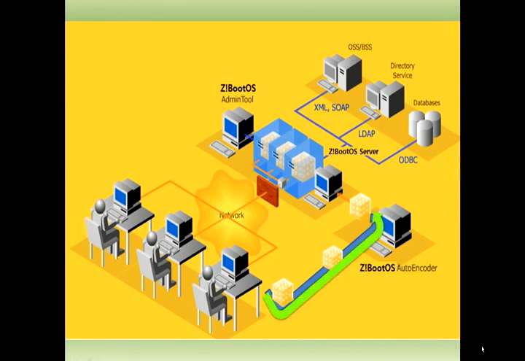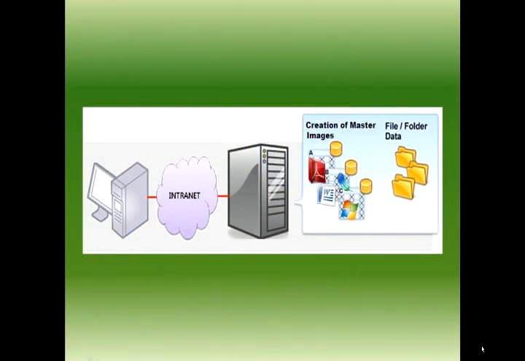The administrator creates an initial image of the operating system with the applications they would like to have with it. This creation is done with the help of the zbootos autoencoder. Once it is created, the image of that virtual disk is stored in the central server. Look at this picture and see how the image operates with the client PC after the initial creation of the image.